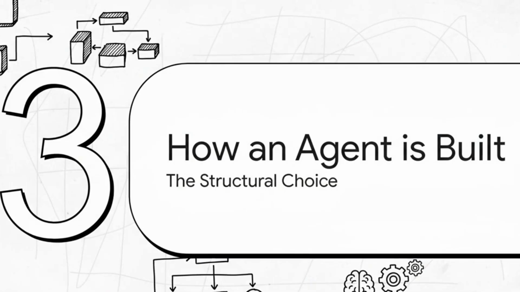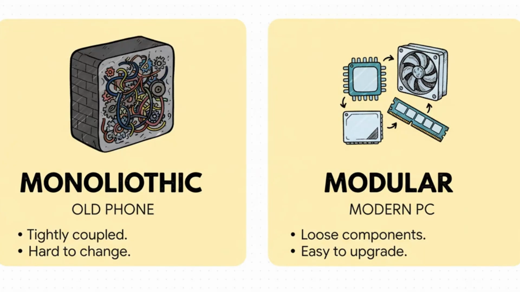Okay, so we've decided how our agent thinks. Next up, how is it actually built? This is all about the structure, the nuts and bolts. Are you going to put everything into one big box or build it out of a bunch of smaller, specialized pieces? Right, so you've got two main approaches here. First is the monolithic design. Everything is packed into one tightly knit system. Honestly, think of it like an iPhone or a sealed laptop. It's simple, it's all in one piece, but boy, is it a pain to fix or upgrade.